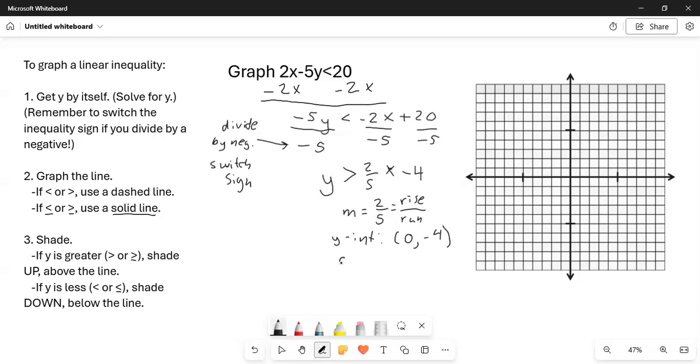You are going to use a dashed line because you do not have the equal sign under your symbol. And because y is greater, you are going to shade up above the line. So to make a graph, we're going to start by putting an ordered pair at the y-intercept (0, negative 4). Then we're going to use the slope, rise up 2, run 5 to the right to get to your next point, then keep going all the way across the graph paper.